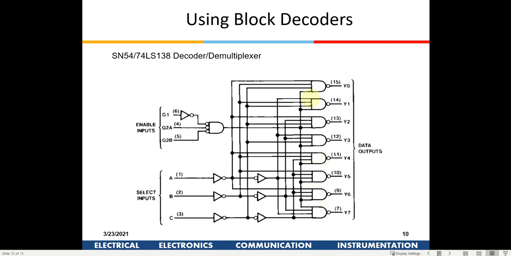Also for all of these AND gates, you have G1. An inverted output needs to be given here. G1 has to be given 1, and G2A and G2B require 0, and there is a bubble again out here. So you have to give plus 5 volts to G1 and ground signals to G2A and G2B for these AND gates to be enabled.